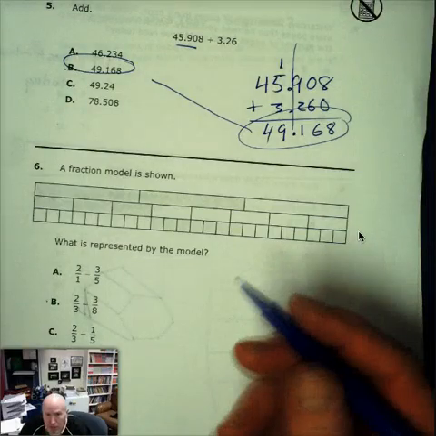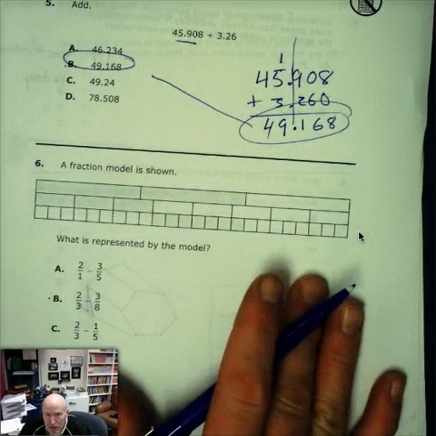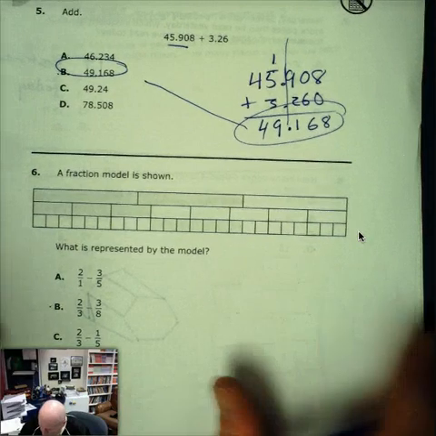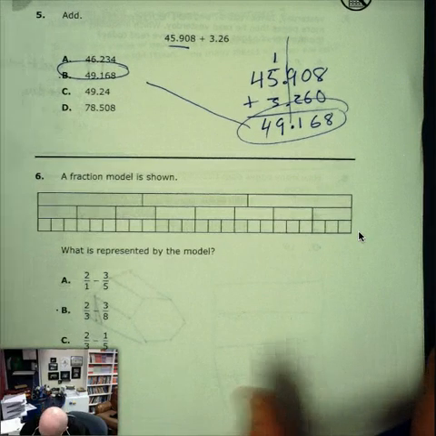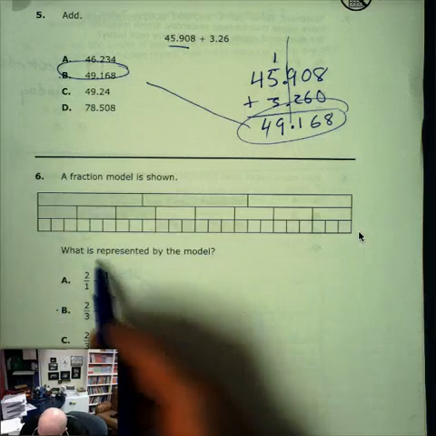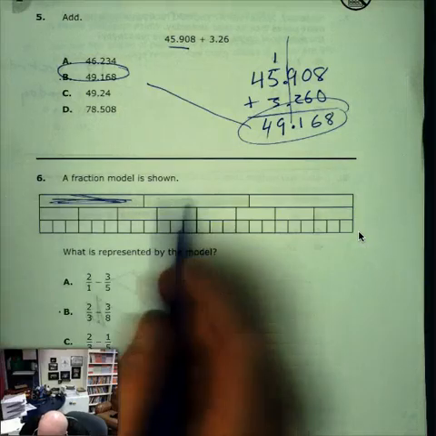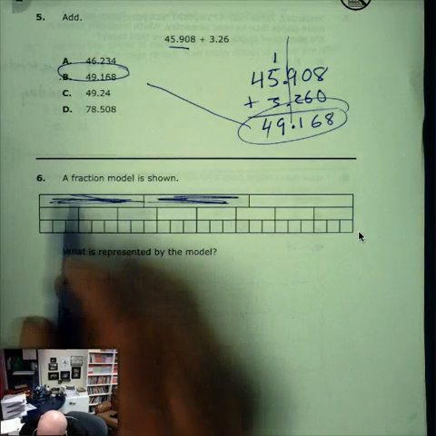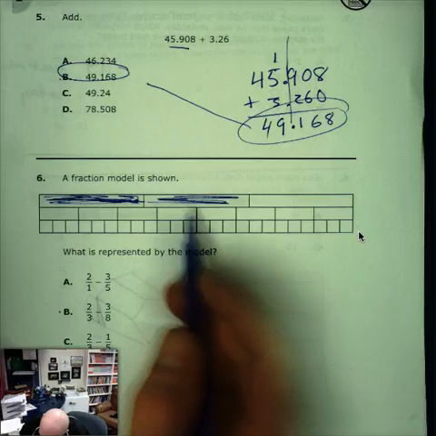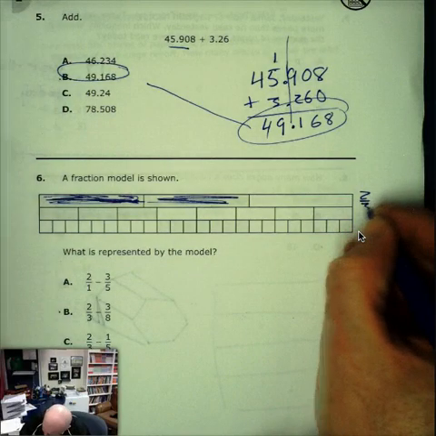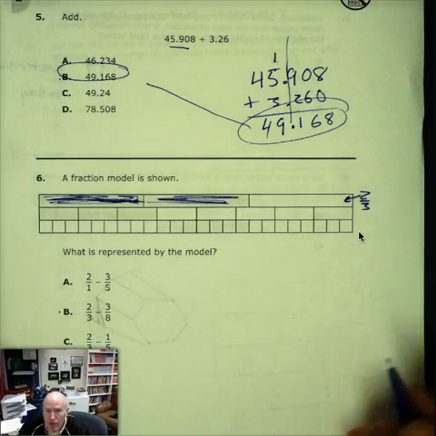Don't forget, got to line up the decimals when you add or subtract, and then put zeros in there. This is probably the toughest problem on the page or in the packet. Kids struggled with it. A fraction model is shown. Well, let's see what we've got here. What is represented by the model? Well, I've got these two guys here colored in up top. So if I look at these fraction bars, what I have up top here in this first one is 2/3. That's this one here. I've got 2 out of 3 colored in.